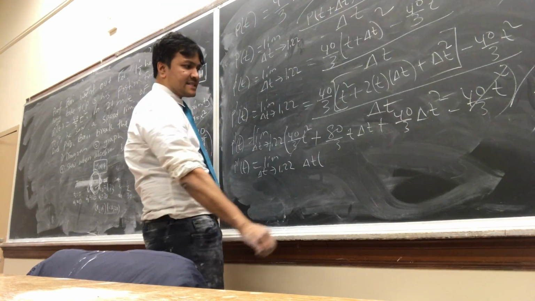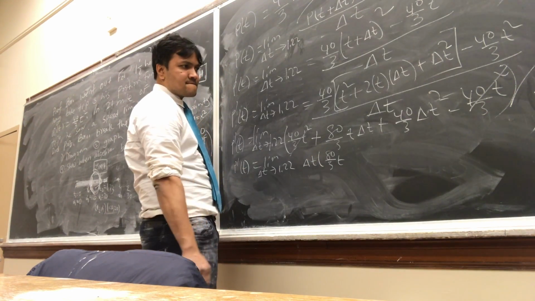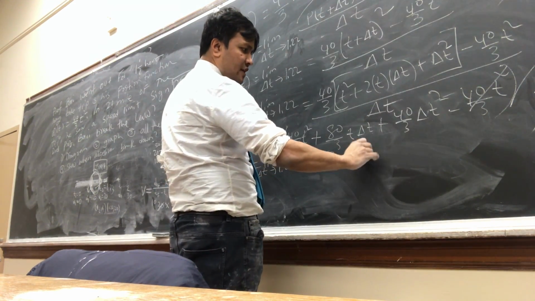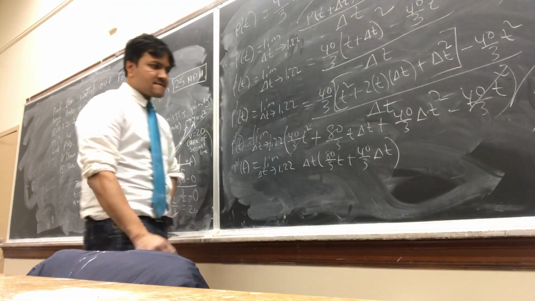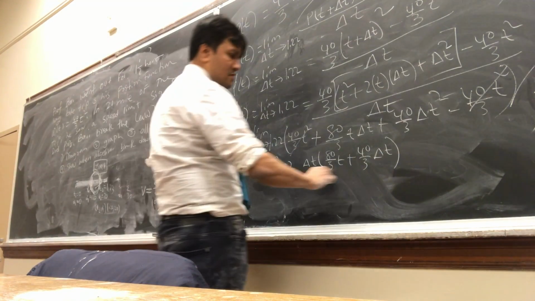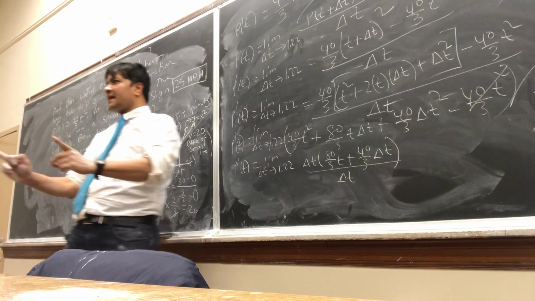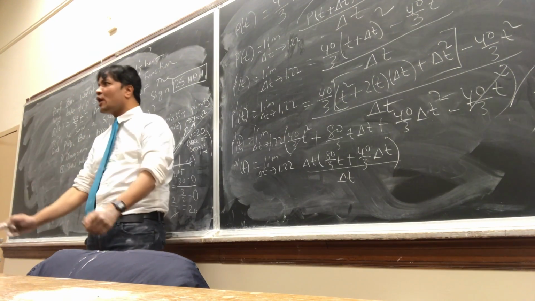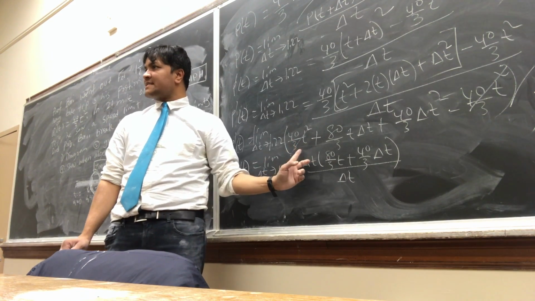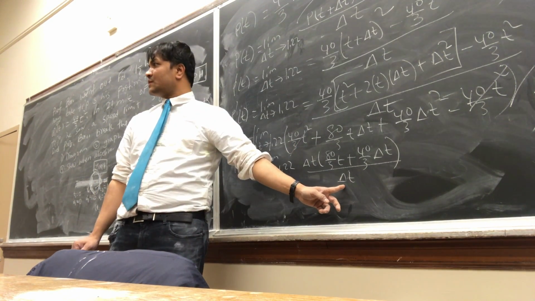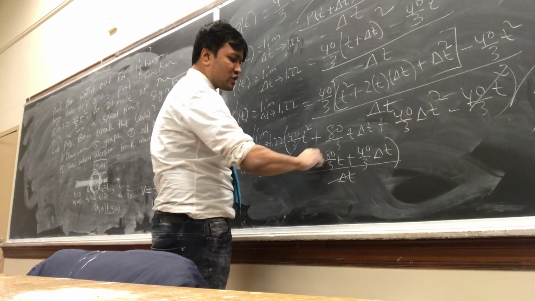If you factor out delta t, what do you get? 80 over 3 t plus 40 over 3 delta t, over delta t. Remember I told you, you have to find the mechanism to cancel the h on the bottom. If you cancel the h on the bottom, you are on the good track. So h on the bottom, h on the top, cancel.